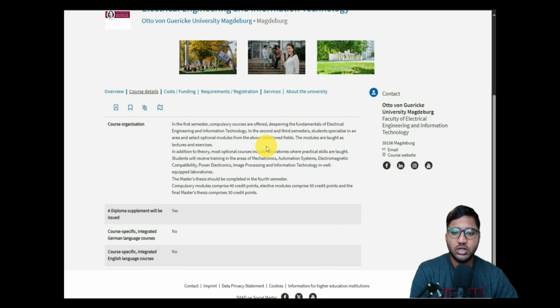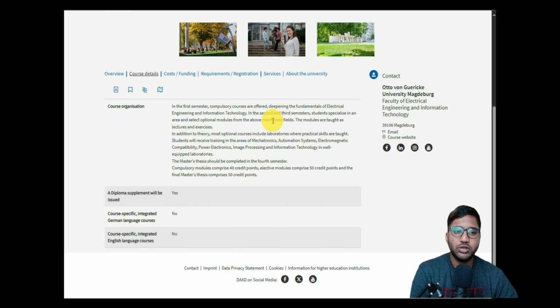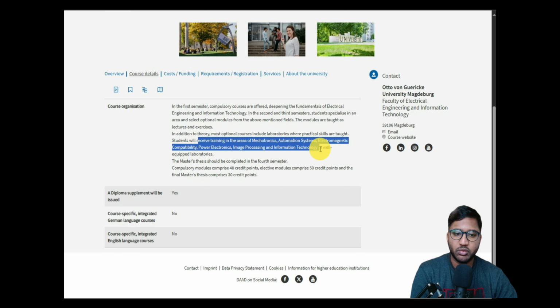So these are the course details, usually straightforward. In the first semester you will do all the core subjects, all people studying in any of the specializations. Then in the second and third semester you will dive down into the specialization you have chosen and do the subjects of that. In addition to theory, most optional courses include laboratories, where you will also study practical skills. Then students will receive training in the area of mechatronics, automation system, electromagnetic compatibility, power electronics, image processing, and information technology, as well as equipped laboratories.